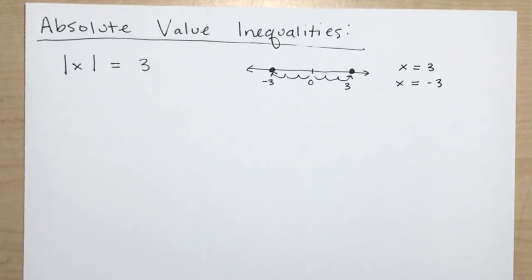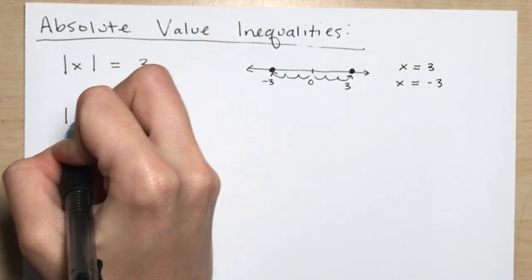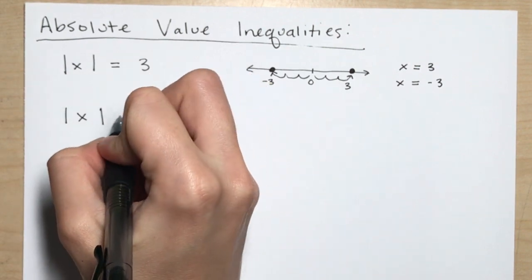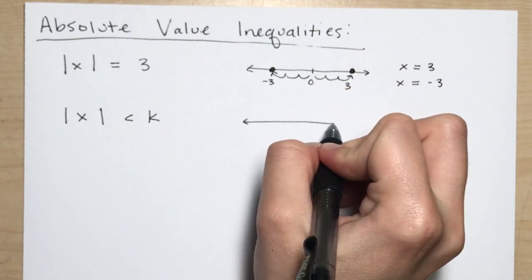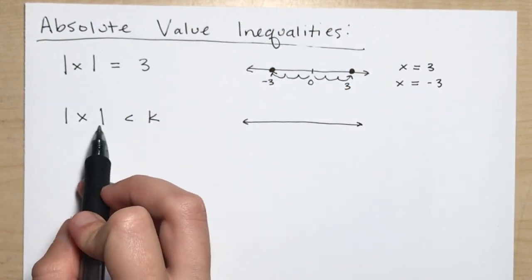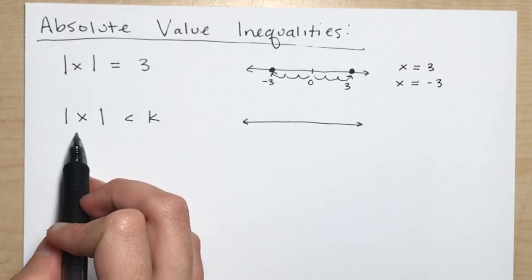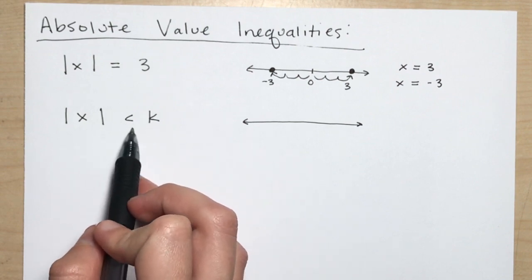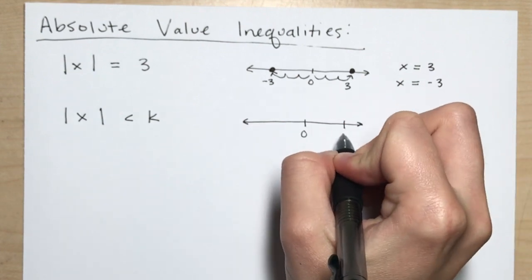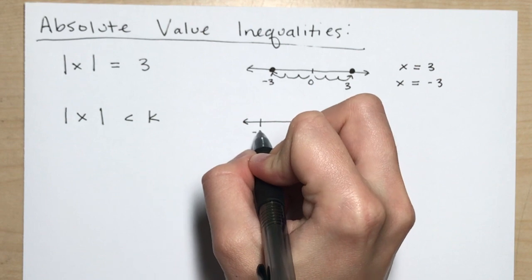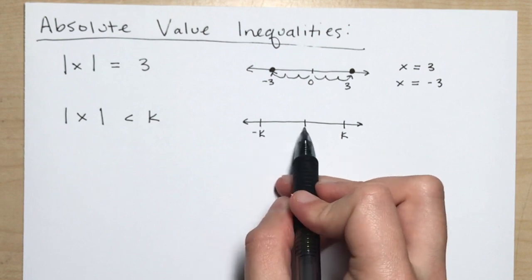How does this translate for inequalities? Well, if we have the absolute value of x is less than k, what does that mean on a number line? Absolute value of x, again, means the distance between x and 0. So what this is saying is that the distance between x and 0 is less than k. So from 0, we've got k. We also extend in the negative direction. K away from 0 is k, also -k.